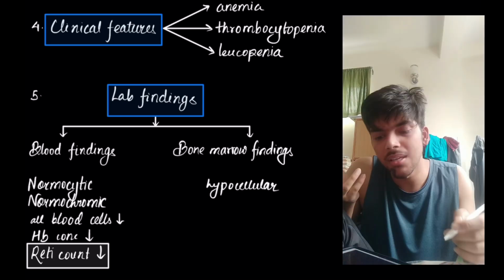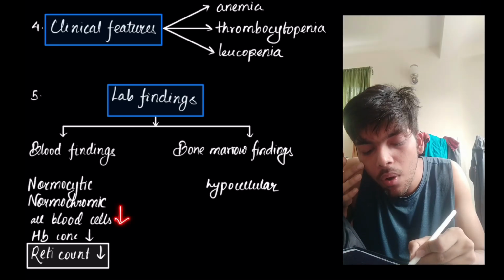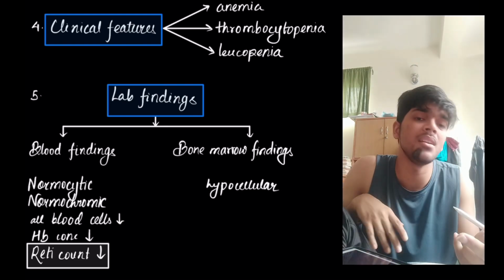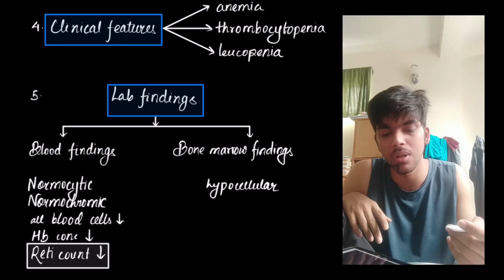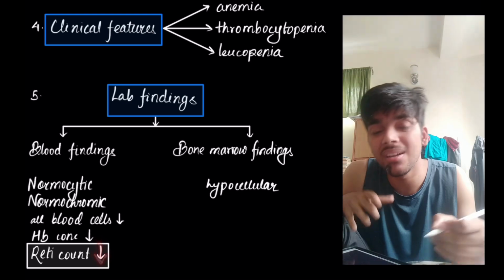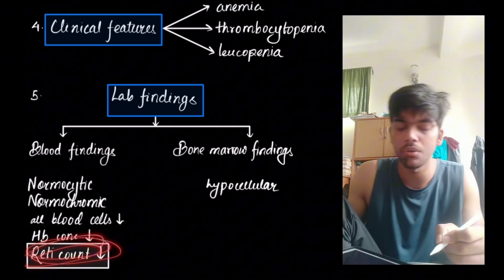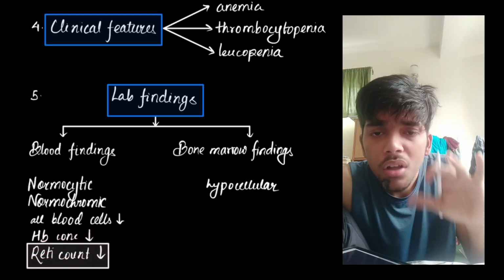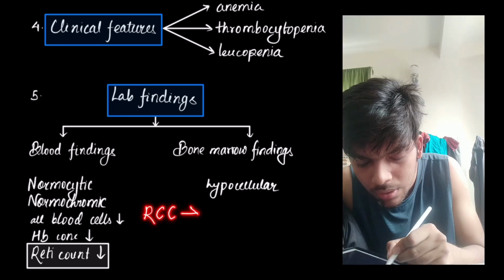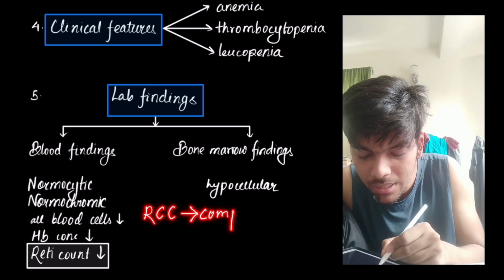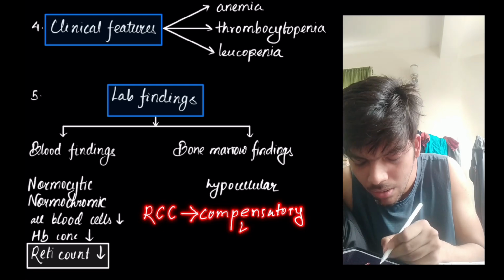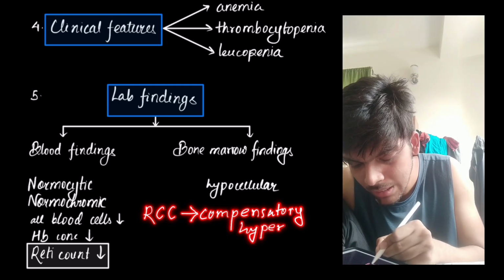Upon carrying out CBC, you can see that the blood cell count has decreased. RBC decreases in number, WBC decreases in number, platelet number decreases as well. Hemoglobin concentration decreases as well. Reticulocyte count decreases as well. Now, this is something that you need to know. See, in other types of anemia, where there is decrease in red cell count, a compensation takes place for the decrease in red cell count, called compensatory hyperplasia within the bone marrow.